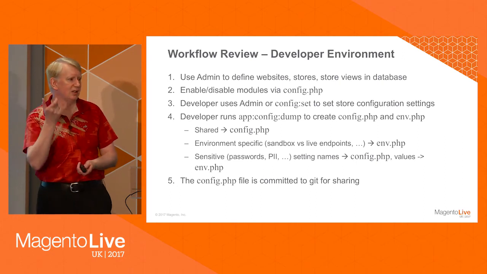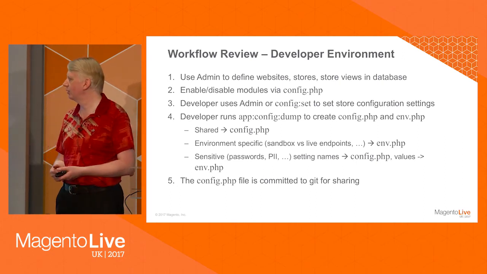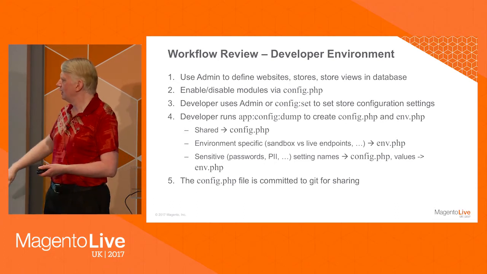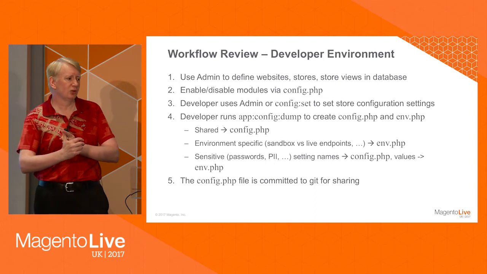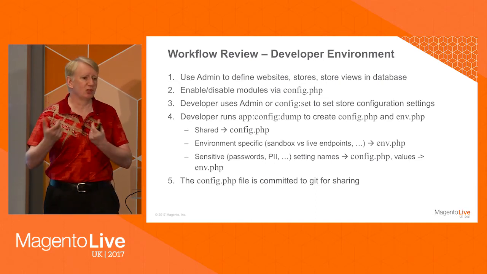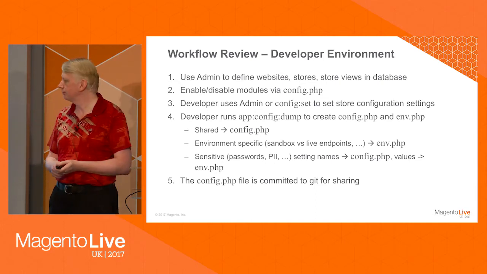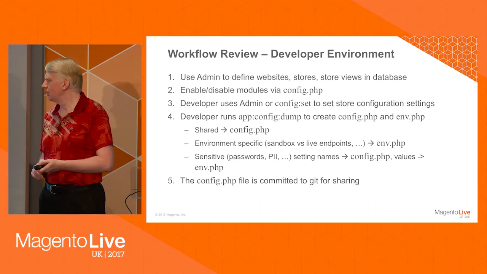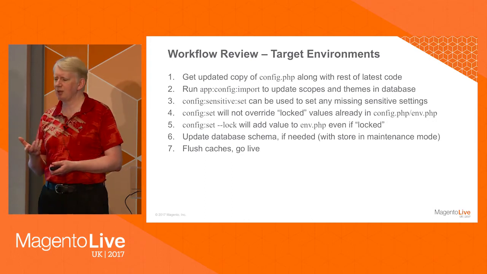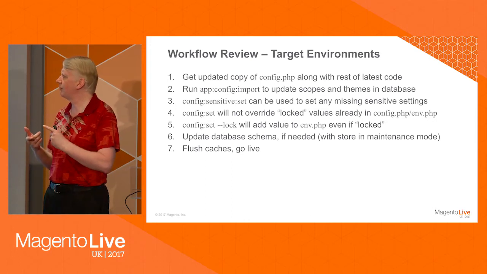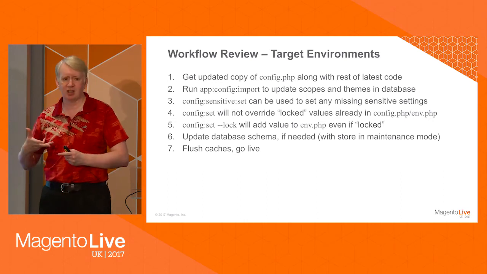The env.php file is local per environment. Sensitive settings you would also put in env.php. Now, an environment variable is just the same as env.php; you just decide whatever's easier for your environment. Commit your config.php file. Then when you head over into production, you're going to grab that config.php file in the other environments. There's the app config import to get those settings into your database.